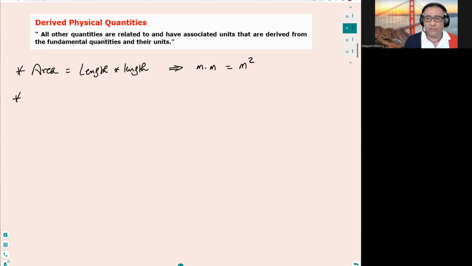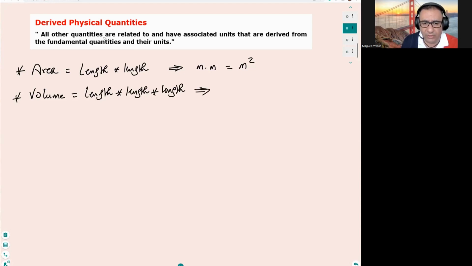The second derived quantity is volume. Take the volume of a cuboid: length times width times height. Or the volume of a cube: length by length by length, or edge length to the power of 3. Fundamentally, volume is just length times length times length. So the unit of volume in the SI system is meter times meter times meter, which is meter cubed.